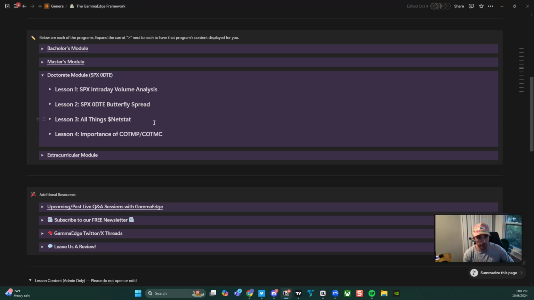Lastly, lesson 4, this is COTMC, COTMP. These are proprietary levels that we have developed at GammaEdge. They are based off the options market specifically. And again, these are good sensitivity points in the complex where we see changes in moneyness, which could lead to monetization events. So again, these are really good levels that you need to be paying attention to as well, and we do a deep dive into this.